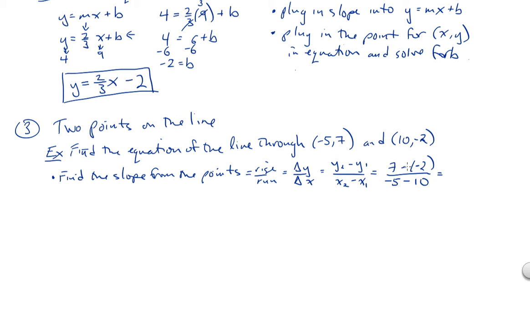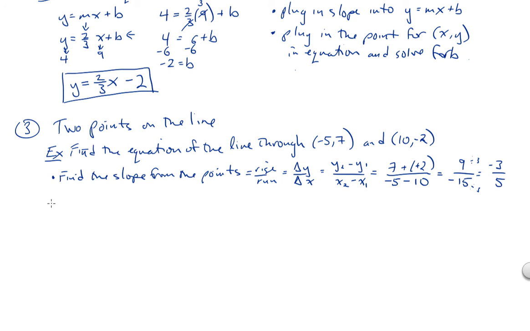Well, it looks like we've got 7 minus -2. That's 7 plus 2. So that's 9 divided by, looks like, -15. And you can reduce that because you can see that 3 goes into the top and the bottom here. -3/5. So now we have the slope.